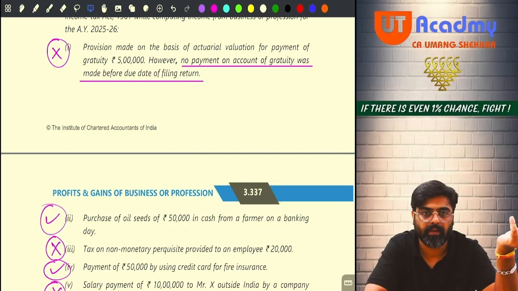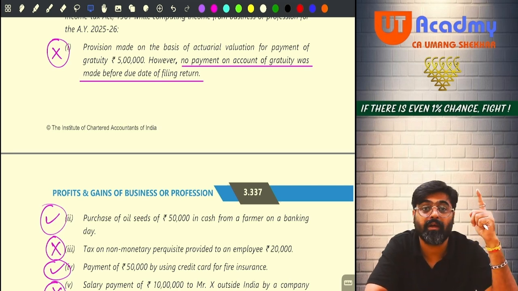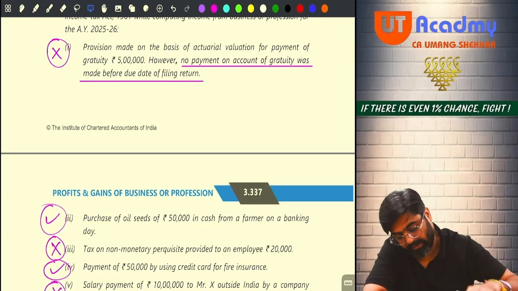You are not paying that. Will not be allowed as a deduction. 43B, this amount will be disallowed. It will be allowed in the year in which it will be actually paid. Getting my point? Next one.